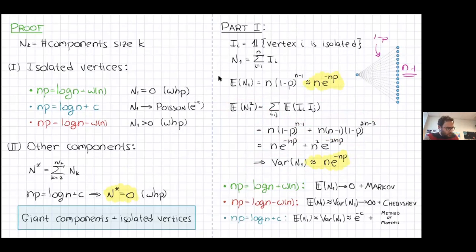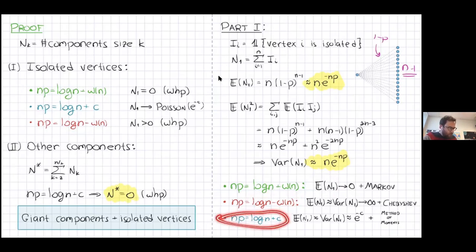Now, if you're here above the threshold, you plug in log n plus w, then you'll get that the expectation vanishes, and then just Markov's inequality will tell you that with high probability you have no isolated vertices. If you're below the threshold, then you can show that the expectation blows up and the variance blows up, and then you can just use the second moment or Chebyshev inequality to show that you're guaranteed to have some isolated vertices, and in fact quite a lot.